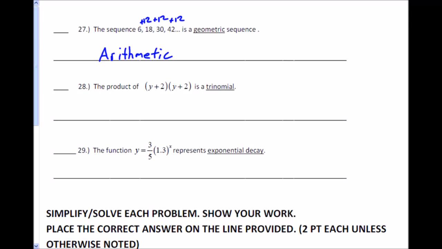Okay? And number 28, it says the product of y plus 2 and y plus 2 is a trinomial. And that's actually true. If I were to distribute this out, that's going to give me y squared plus 4y plus 4. So that is a trinomial. So that one's true.